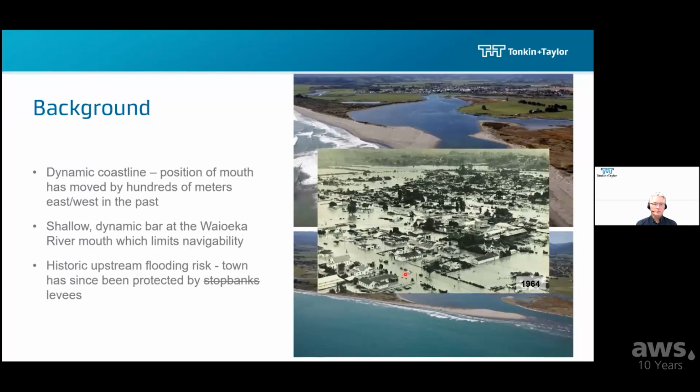The town itself, being at the confluence of these 2 rivers, is highly prone to flooding. And it is now protected by flood levees.